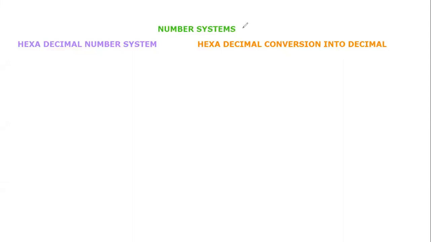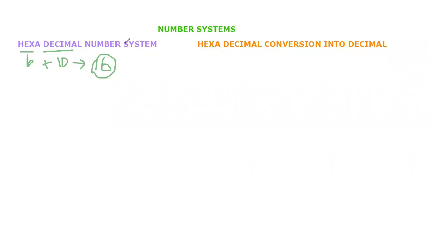The word hexadecimal: hexa refers to 6 and decimal refers to 10. So basically hexadecimal refers to 16, 6 plus 10. And 16 is the base of the hexadecimal system, or the radix of the hexadecimal number system. That means you will be using 16 symbols or 16 numbers in this number system.